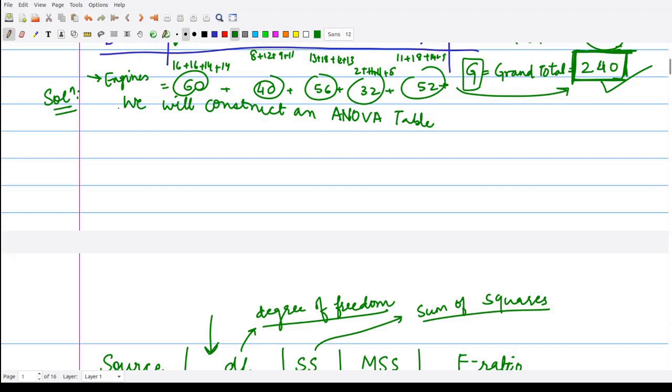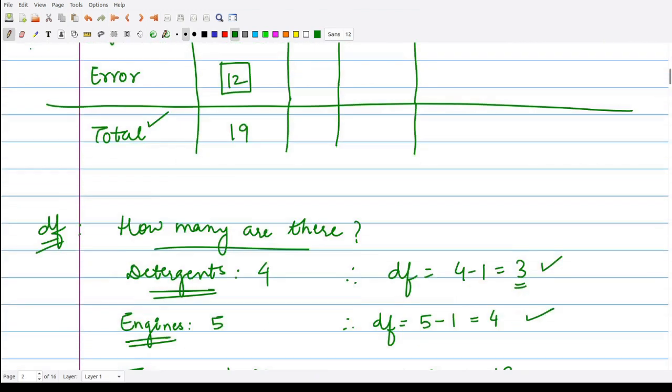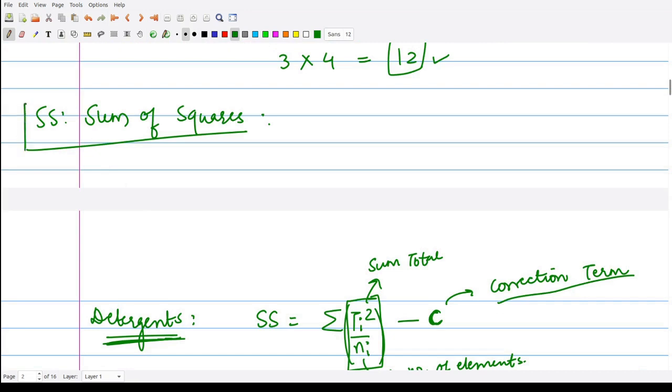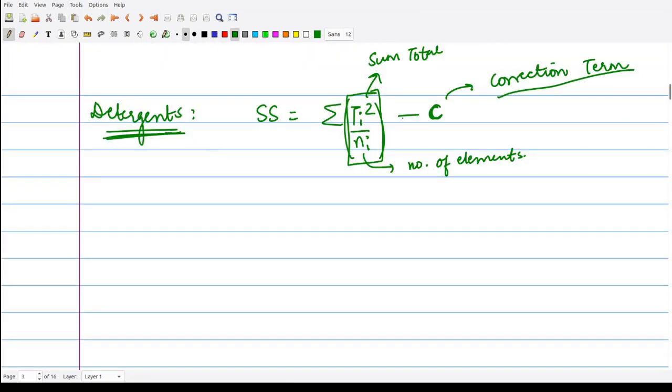Accordingly, we can now obtain our sum of squares. First of all, let us calculate this C. Does anybody remember the formula of C? Ma'am, G square by N. Yes, G square by N. And we have calculated the value of G to be 240. So 240 square divided by capital N. Capital N is the total number of elements, that is 20 here. So we have this as 2880. So this is our C value.